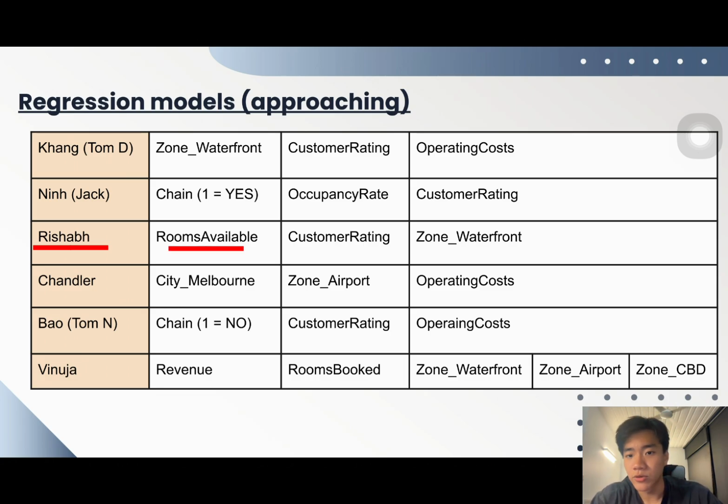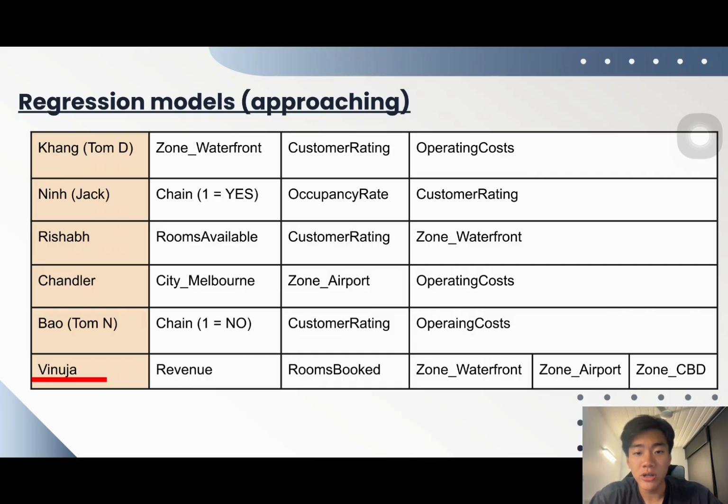He selected rooms available, customer rating, and zone waterfront. About Chandler, he focused on the location of hotels, which are city, one means Melbourne, and tourist zone, one means airport, and customer cost. But I selected customer rating, operating cost, and chain affiliation, one means no.